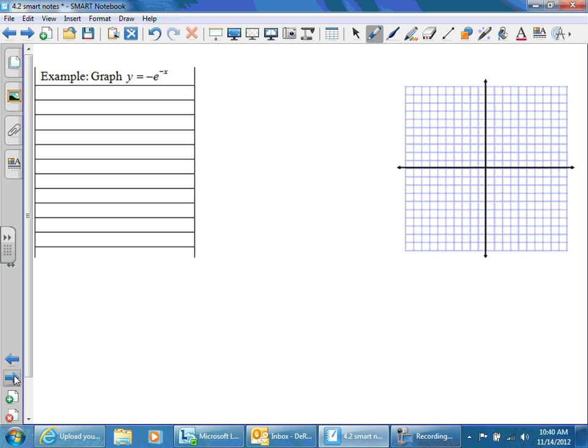Okay, so let's do this next one. First, let's try to do it with some transformations, and then we can check with our graphing calculator. So what's happening here? What does this negative do versus this negative? So this negative out in front is going to reflect over the x-axis, and this negative inside, makes it the odd one, it's going to reflect over the y-axis.